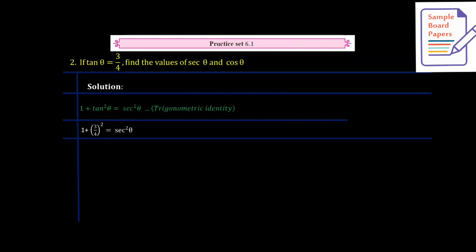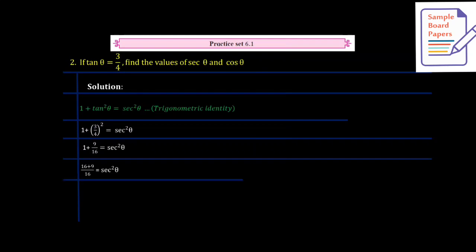1 plus 3 by 4 the whole square is equal to sec square theta. Now next step, 1 plus, what is the square of 3? 9. Square of 4? 16. So 1 plus 9 by 16 is equal to sec square theta. Next step, take the LCM or cross multiply. So in the numerator you will get 16 plus 9, and in the denominator you will get only 16. So 16 plus 9 is 25 by 16.